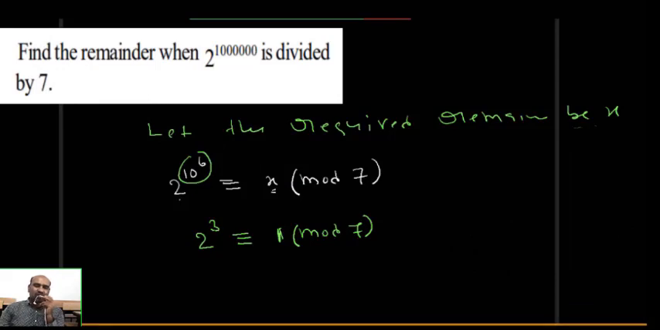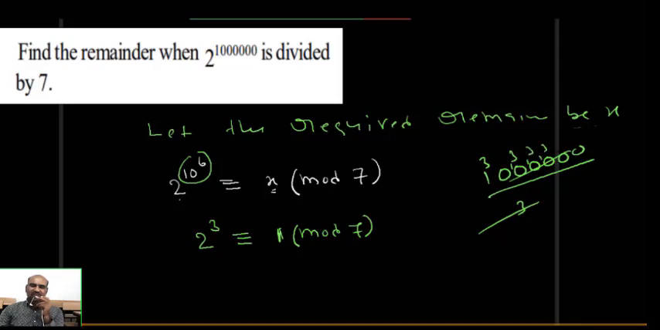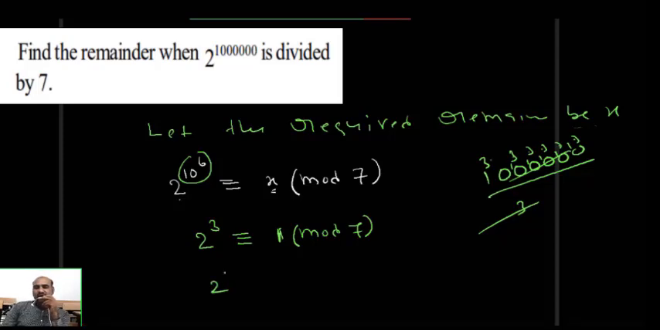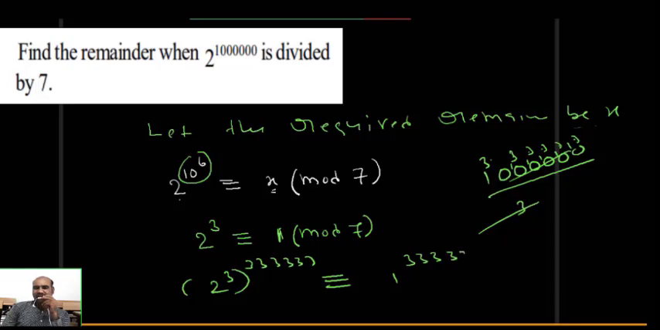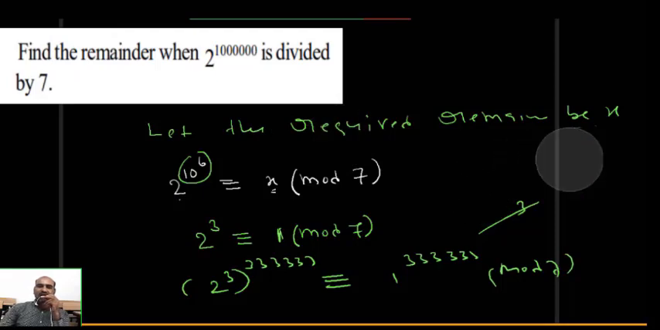So I want to take an exponent which is nearer to 10 power 6. For example, divided by 3, what will we get? 3 3s are 9, 3 3s are 9, and so on, giving 1, 2, 3, 4, 5, 6 digits. So what I am doing here is raising the power: 2 power 3 3 3 3 3 is congruent to 1 power 3 3 3 3 3 3 modulo 7. I hope you understood what I am doing. I took 2 power 3 only to 1 modulo 7.